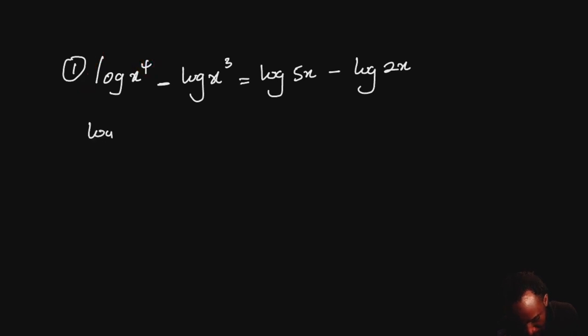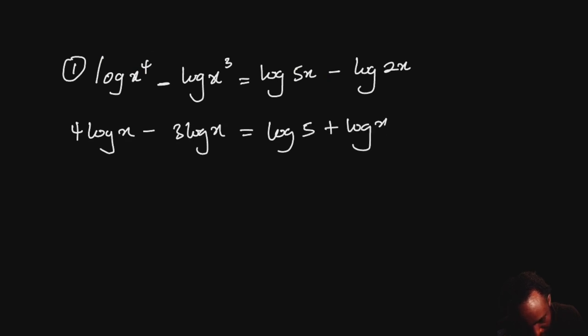So according to the power law, this is going to be 4 log x minus 3 log x is equal to, and then we can use the multiplication law in this place. So the multiplication law, we are going to separate this: log 5 plus log x minus, and we're going to put all this in the bracket because the minus affects everything. We're also going to use the multiplication law in this sense, but the minus affects these two, so we put it in the bracket, and then log 2 plus log x.